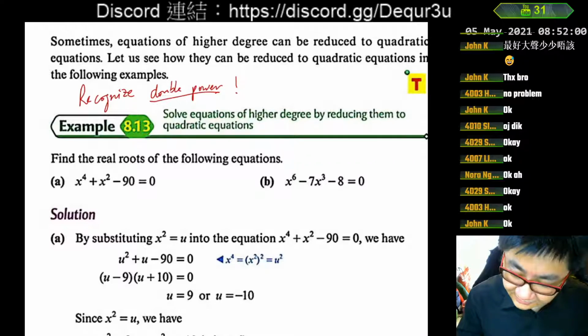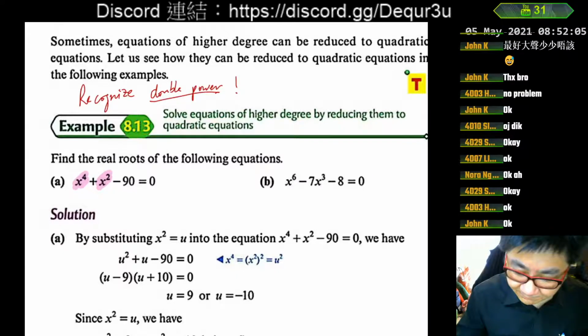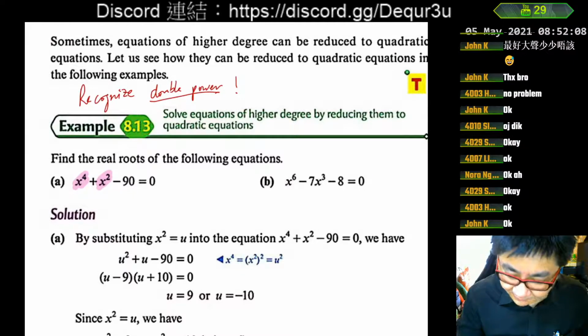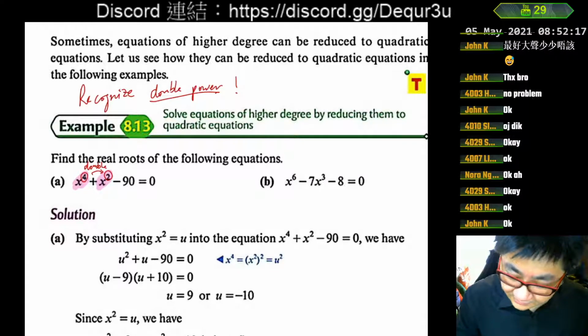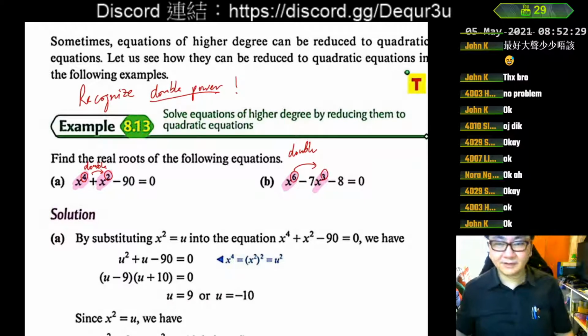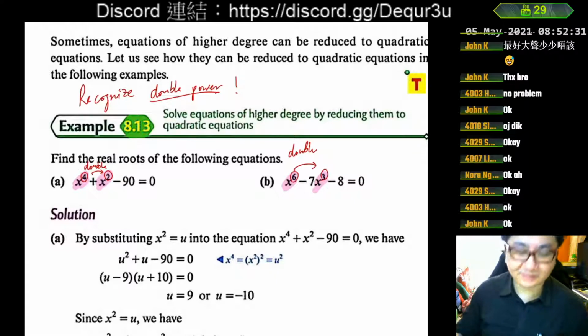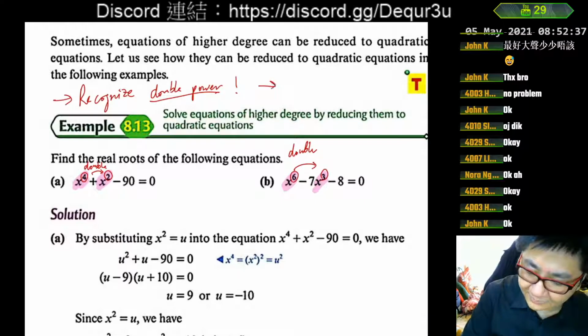Just see here. We have x power 4 and x power 2. When I mean double power, it means that you recognize this power 4 and power 2, it is a double. The same idea for the other part. We have x power 6 and x power 3. The idea here is to recognize the double power. If you can recognize the double power, then let u be the one with no double.